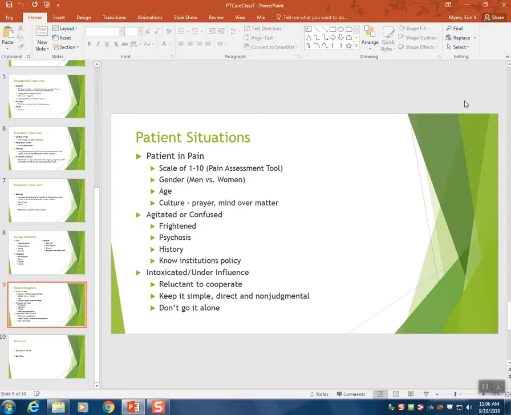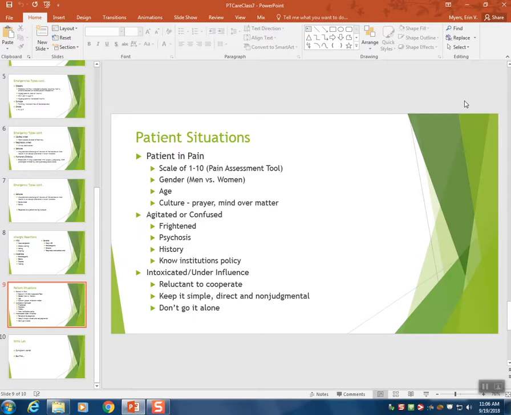You have to be aware of an intoxicated patient or a patient under the influence. More times than not, they're reluctant to cooperate. Keep it simple, direct, and non-judgmental, and don't ever do it alone. I'm speaking from experience and obviously from the book too. Usually I have my spider senses, and when the hairs on my arms go up, that's when I'm like, we're done. I stop doing what I'm doing because I usually have that innate feeling.